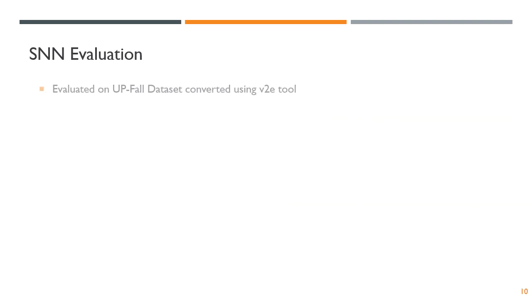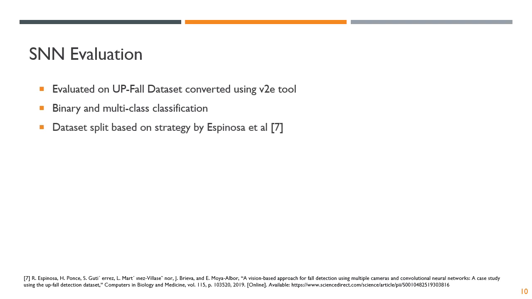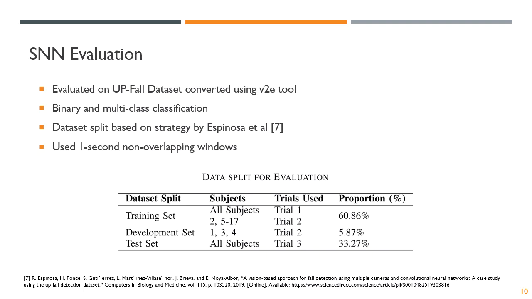The models were evaluated on the UP fall detection dataset, which was converted to events using the V2E tool. Both binary and multi-class classification was conducted. The dataset was split based on the strategy proposed by Espinosa et al. for comparison with existing literature. This used 1 second non-overlapping windows, and the data was split by subjects and trials as shown below.